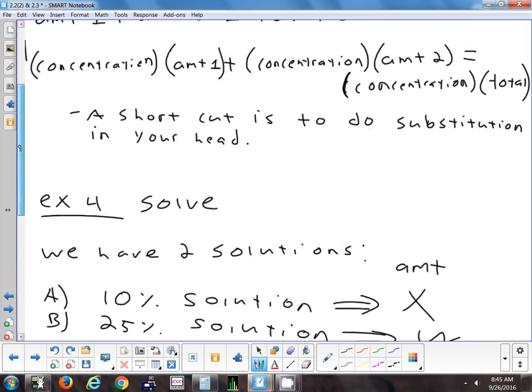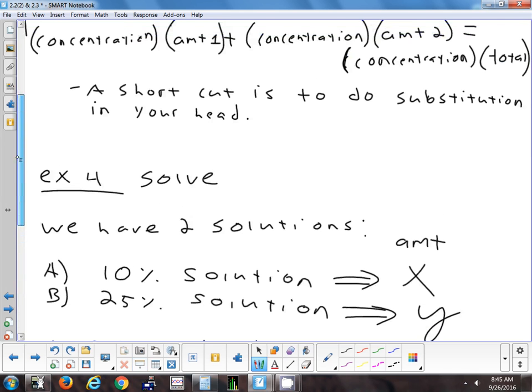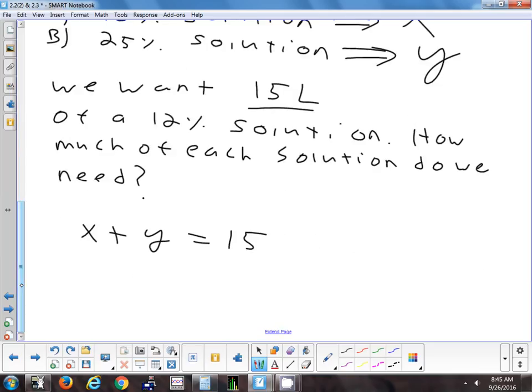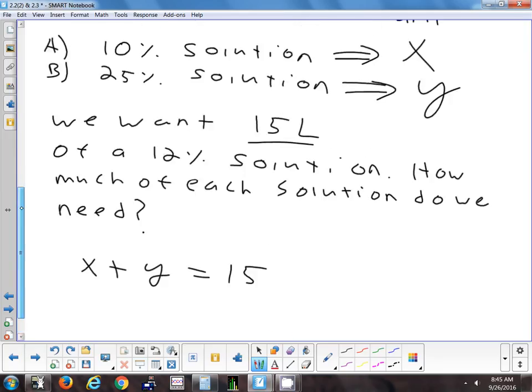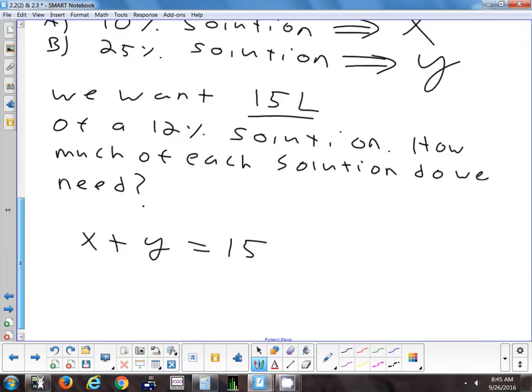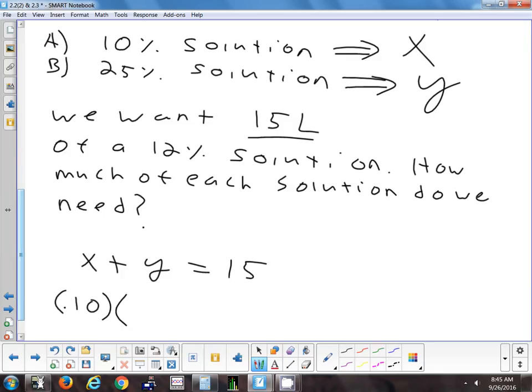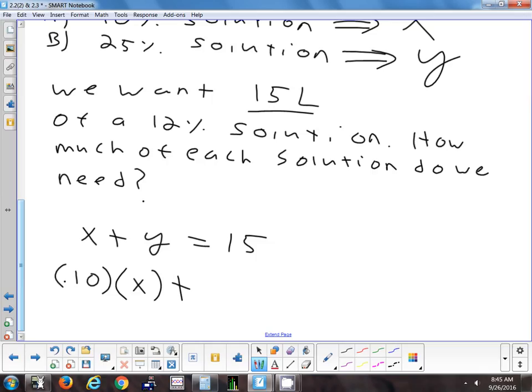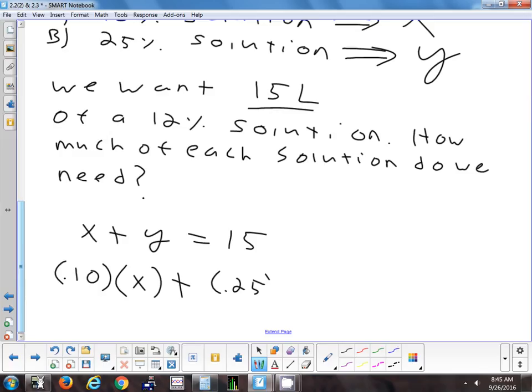Now the other equation has to do with concentration times amount plus concentration times amount equals the final concentration times the total. So Ayla, what's the concentration of our first solution? 10%. And whenever we work with percents, whether it's an interest rate problem or anything like that, how do we usually write a percent? As a decimal. Yep, as a decimal, and we have to do the same thing here. What's 10% as a decimal? 0.10. So concentration times, and Quinn, how much of the 10% solution am I going to use? Exactly. X plus my next concentration, 0.25, times how much of that I'm going to use. Trevor, how much of the 0.25 solution? Y equals, Molly, what's my final concentration going to be?